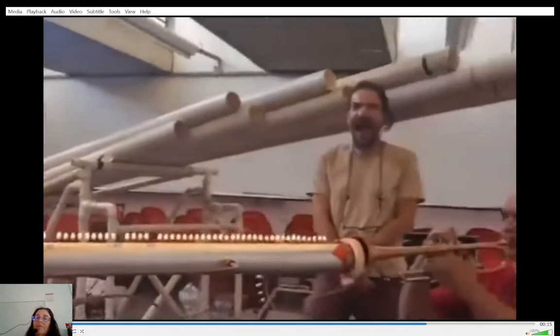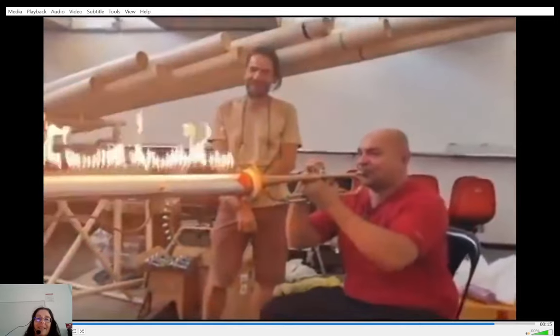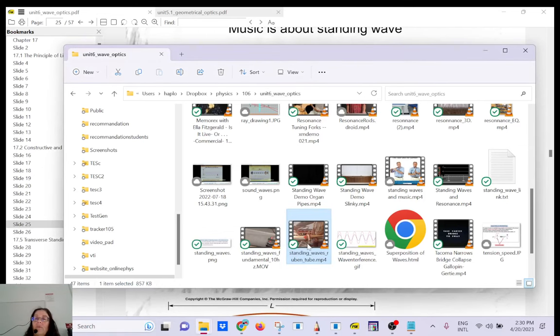So you increase the pitch, you see how many bumps you have? You have more bumps. Isn't that cool? So for those who are in music, I will post that in Canvas if you are interested. Again, you can make standing waves.